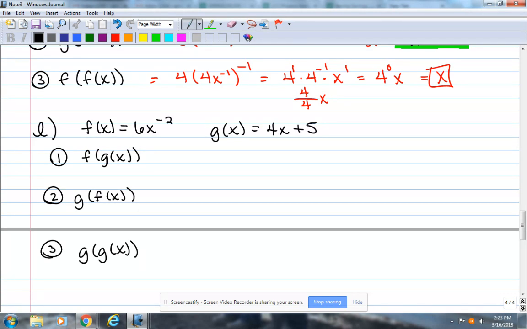Okay, so what does that mean, f of g of x? What does that mean? What do we do?